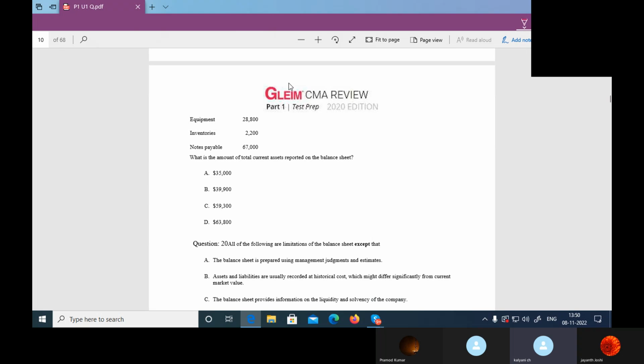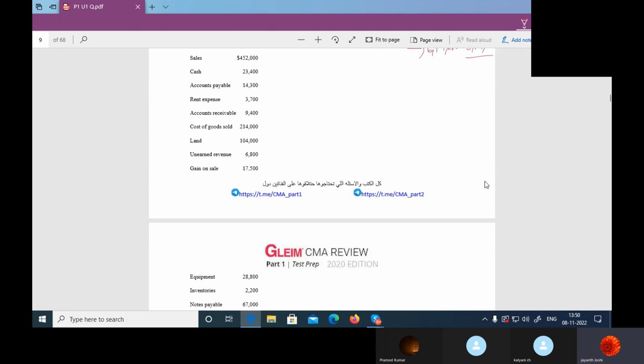We can minus the current liabilities also, sir. No, they're asking only total current assets, madam. So it can be 35,000. That is my take. Yeah, see, we will do this now. What is the big deal?